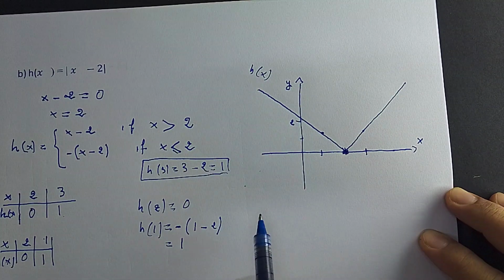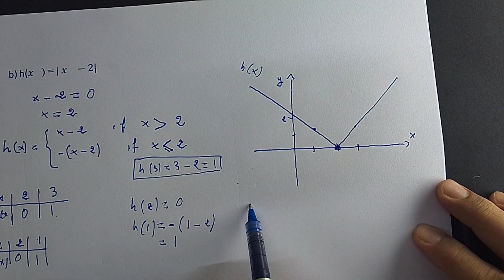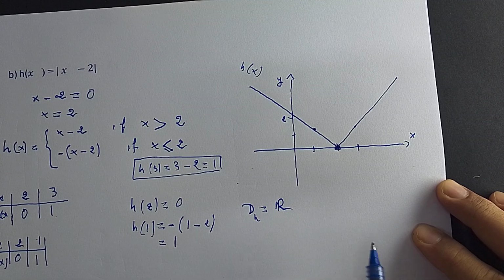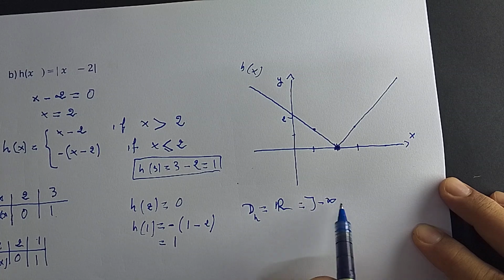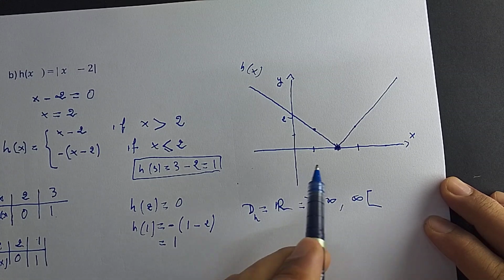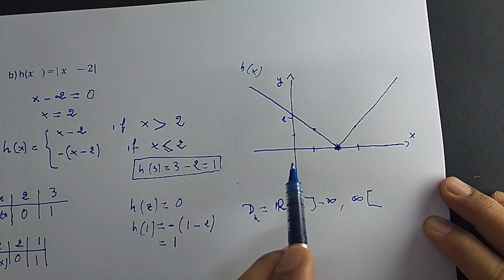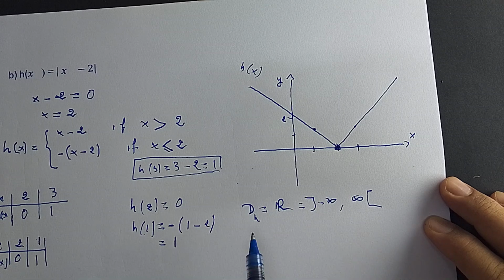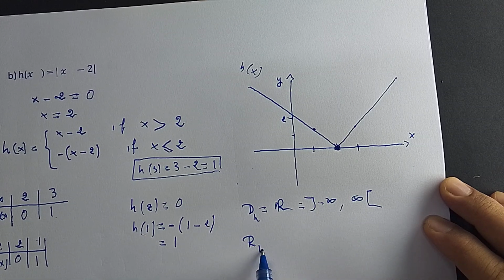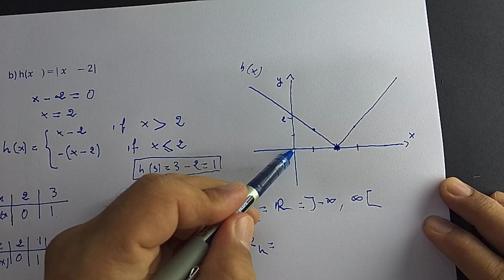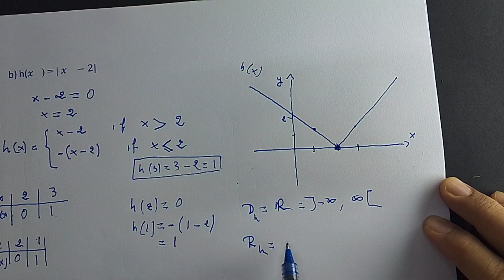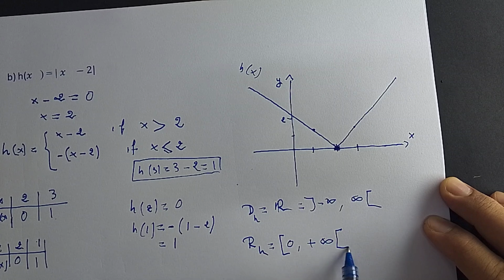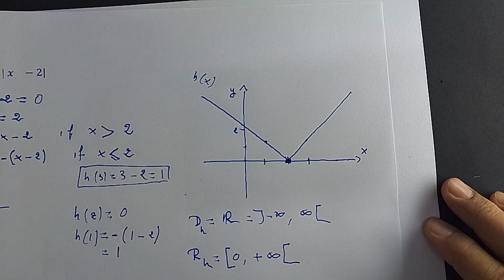Now I move to find the domain of h, which equals R, minus infinity to infinity, because we don't have any number to exclude from the domain of h. Looking at the range of h, in the first part it goes from 0 to infinity. So let's move to another example.